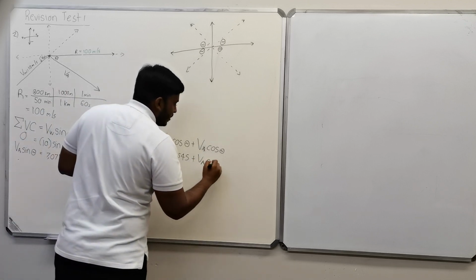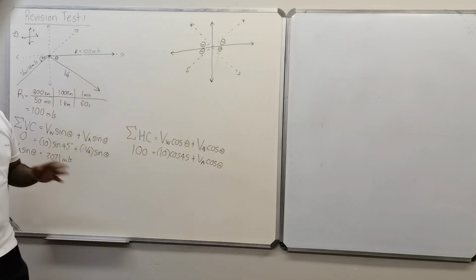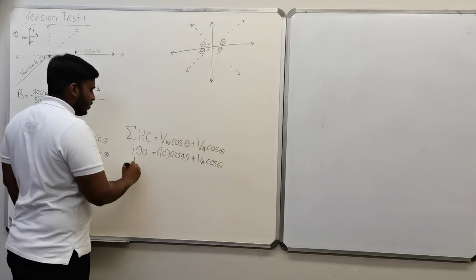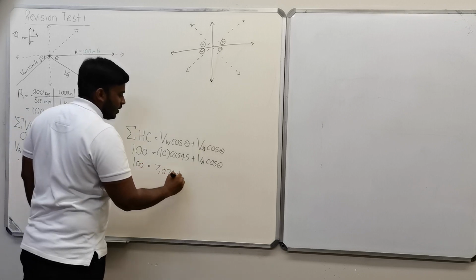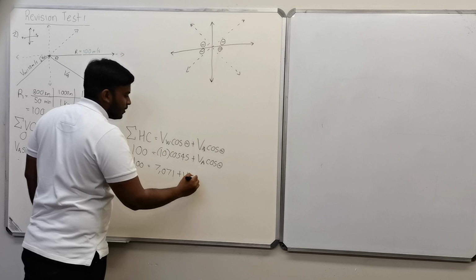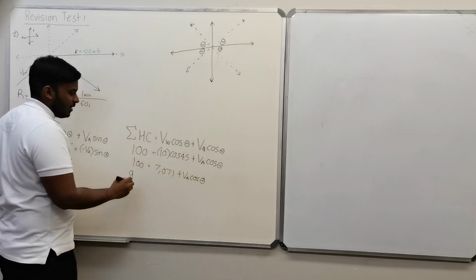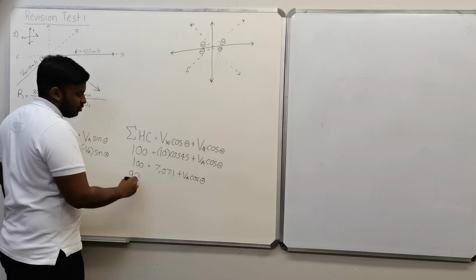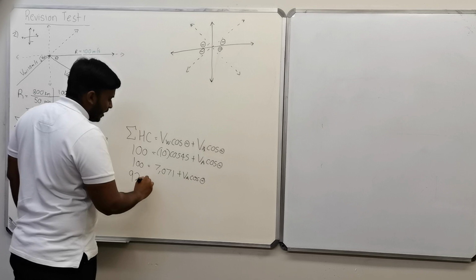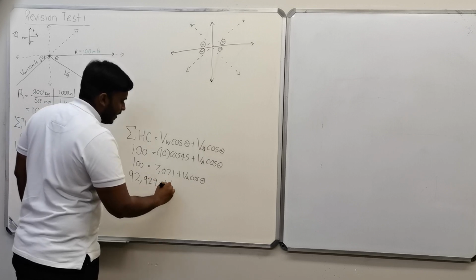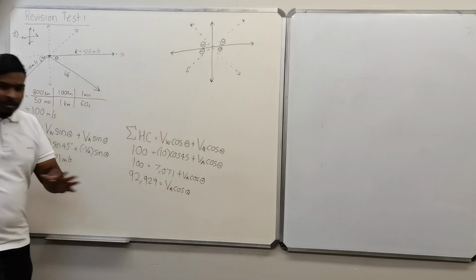Okay? Cos of the angle. Right, everybody's fine with that? This here is going to work out to 7.071 plus VA cos of the angle. And then you take it across, you end up with 92.929. Stop there. 92.929 equals VA cos of the angle.